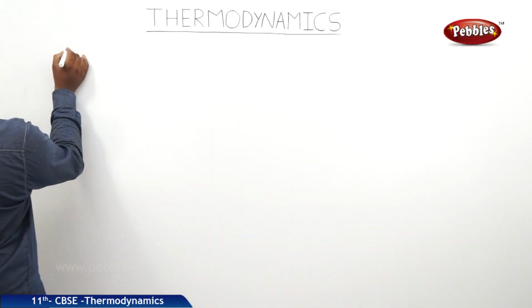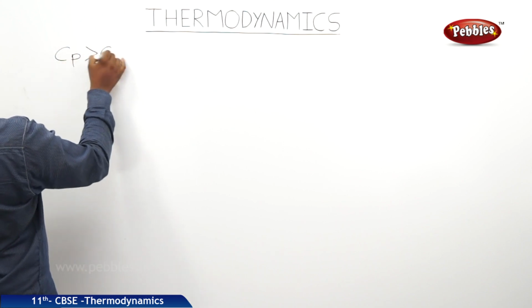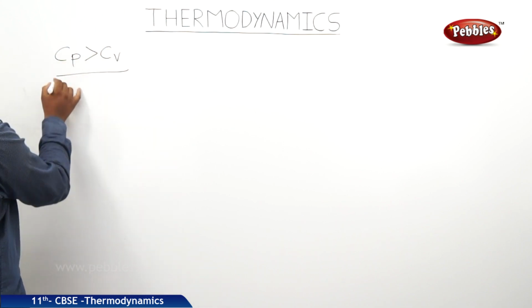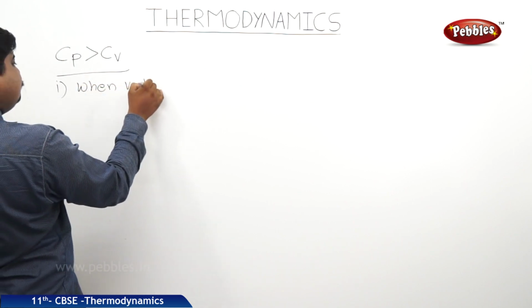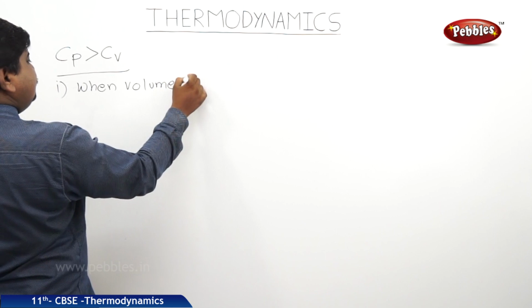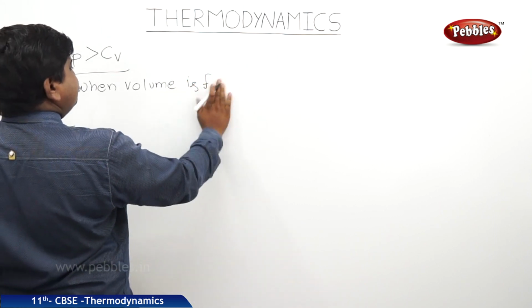Now we are showing that Cp is greater than Cv, but how? First step is when volume is fixed at constant.